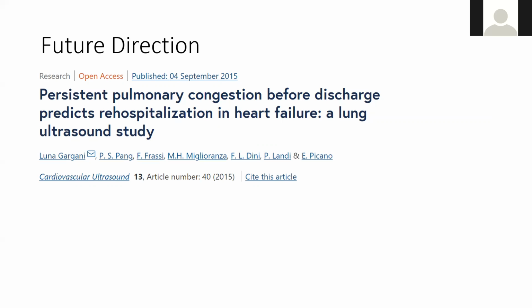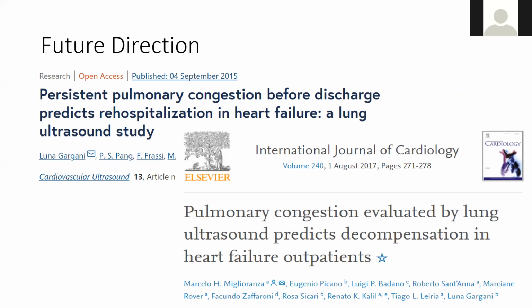And I think as someone in general internal medicine, a particular area of interest to me is how we can use this more often in an ambulatory setting. And there has been some research done in that direction with regards to how we can look at pulmonary congestion before discharge in patients with CHF to predict rehospitalization, or how we can evaluate outpatients with heart failure to predict their risk of decompensation. So many, many uses for lung ultrasound for a general internist, and I think it's a continuously growing area of research and application as well.